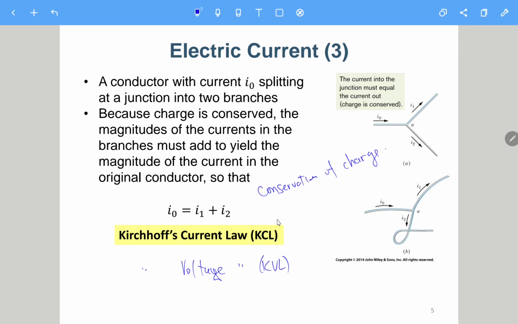And usually it teaches you the sum of the current going in a loop, in a node. It's called a junction, but usually I call it a node. So it usually teaches that the sum of the currents going into a node is equal to the sum of the current going out from the node.